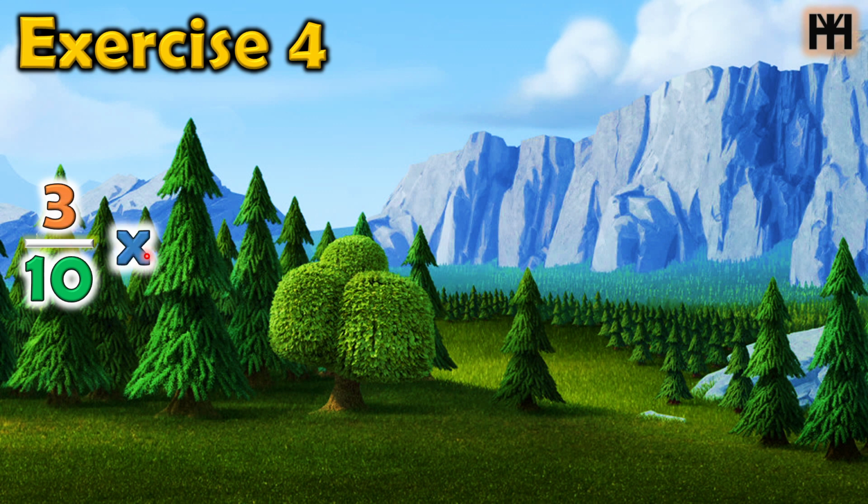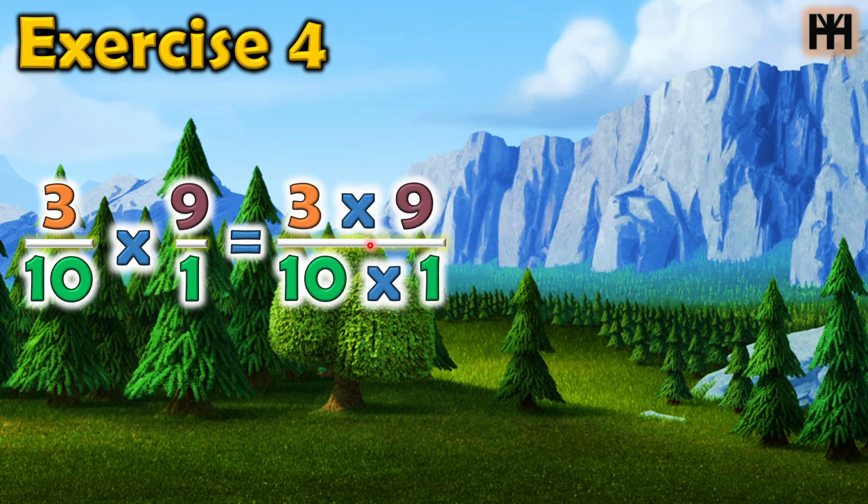We have 3 over 10 multiplied by 9. Remember, this 9 is 9 over 1. So let's multiply the numerators and the denominators. So it's 3 times 9 over 10 times 1. 3 times 9 is 27. 10 times 1 is 10. So we have 27 over 10.